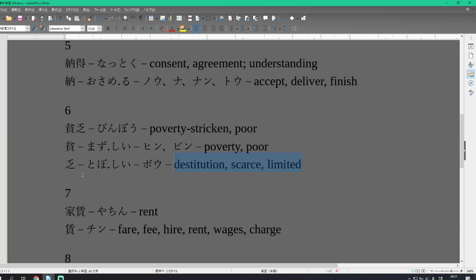Bo. Toboshi is destitution, scarce, or limited. Bo or toboshi is poor. Bo or toboshi, destitute or scarce. It's more like scarce, probably.